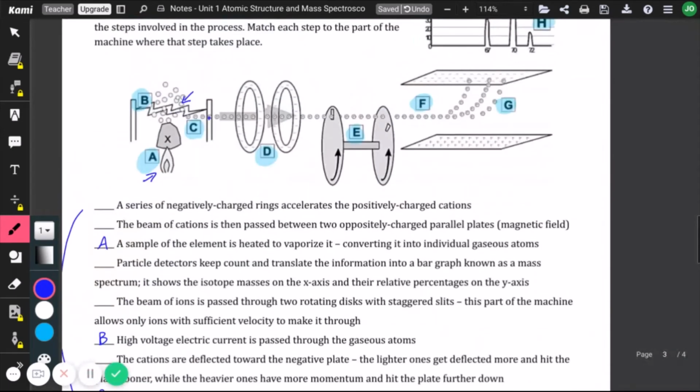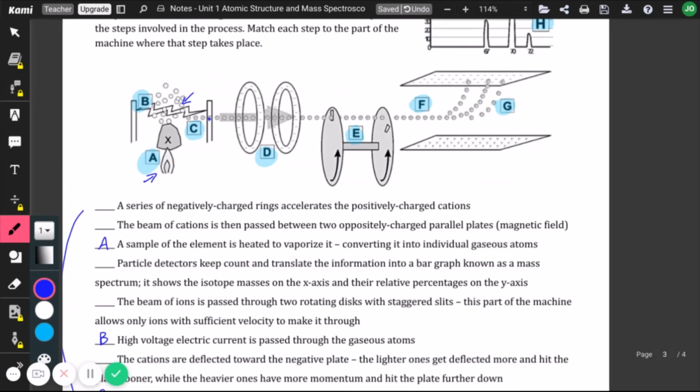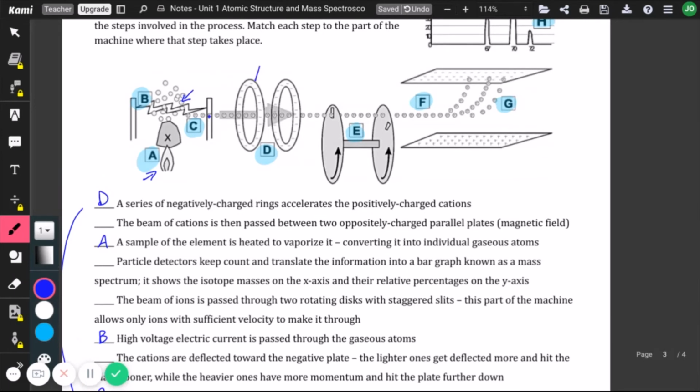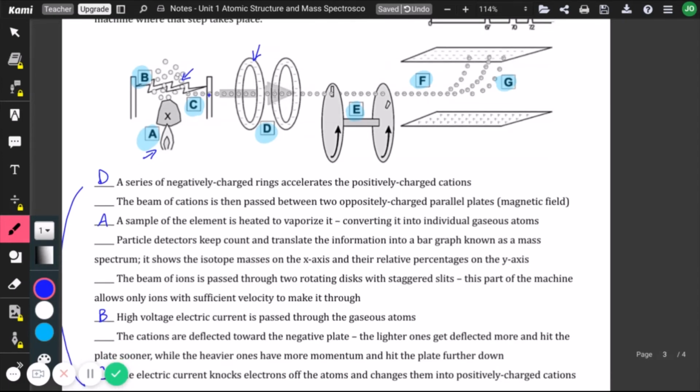Next, all those positively charged atoms are going to be accelerated through this negatively charged ring. We're going to take those cations and push them through, and they're going to run through these negatively charged rings, and it's going to accelerate them. It's going to make them move faster. So it's going to push those cations through.